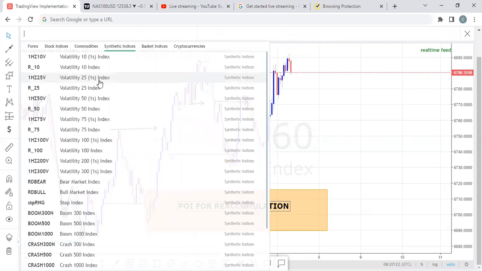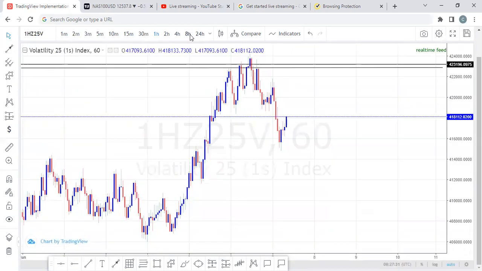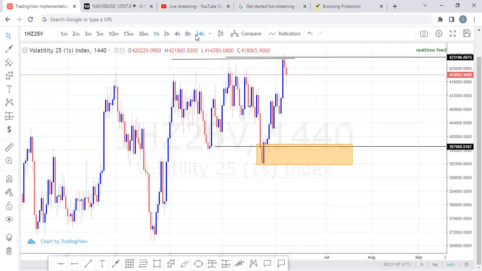Right, let's go to 25 one, and then we'll go to the last two, Step Index and V75. Let's start from 25 one. This guy has been bearish for a while from the bigger time frame perspective. So let's look at what this guy is doing.